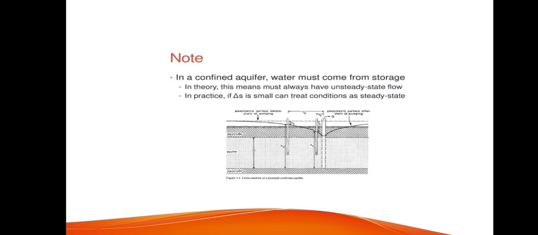Next, note, in a confined aquifer, water must come from storage. So in theory, this means we must always have unsteady state flow, and in practice, if the change of S is small, we can treat conditions as steady state.